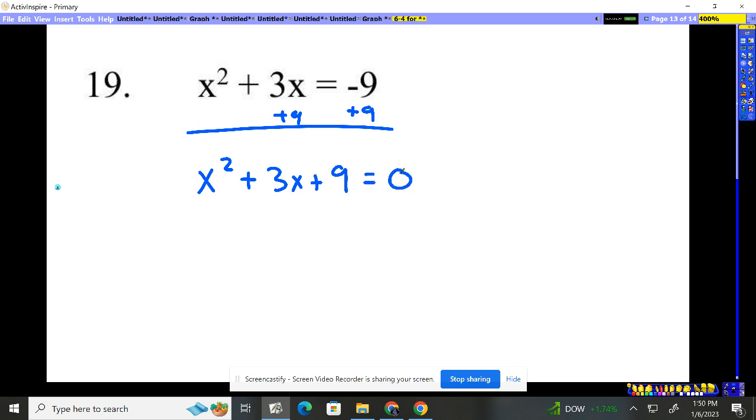Now, at this point, I can't factor it, but let's use the quadratic formula then, because the quadratic formula will always give us an answer. It works guaranteed every single time. So might as well use it.